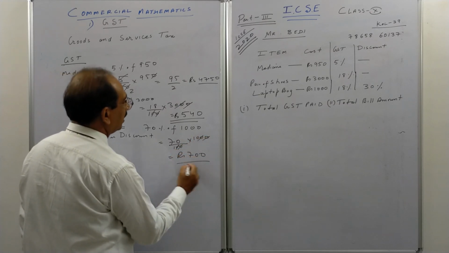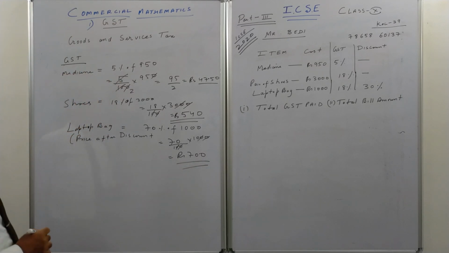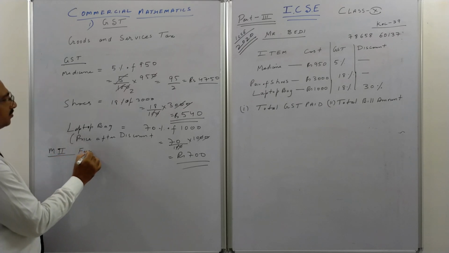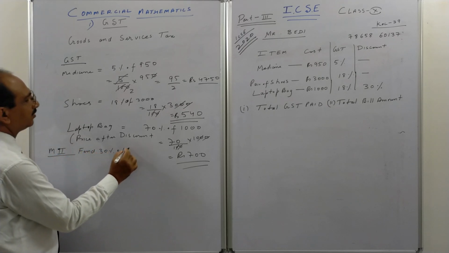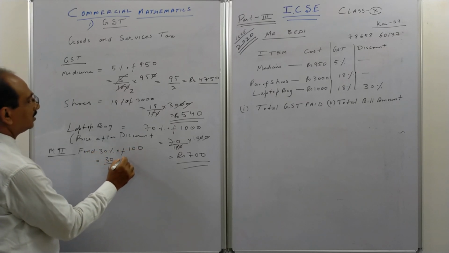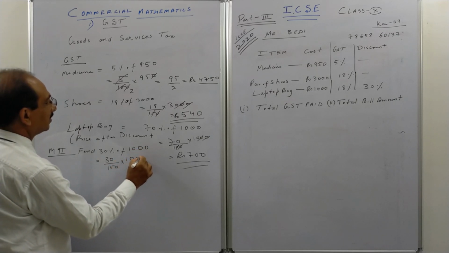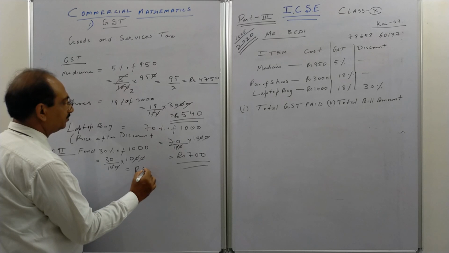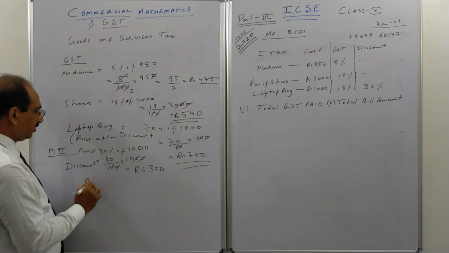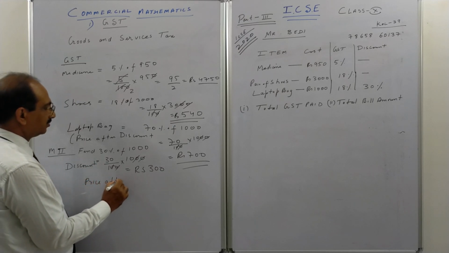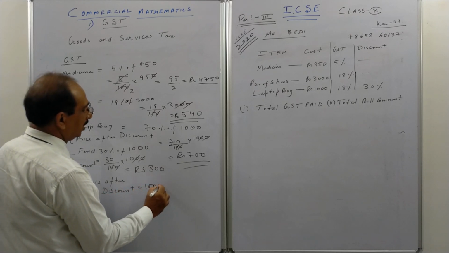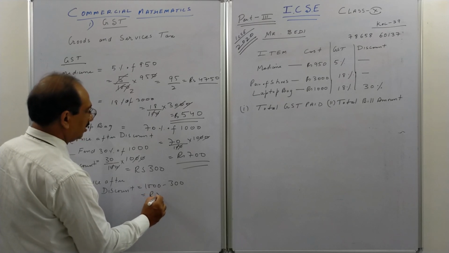Rupees 700 you will get as the price after discount, then GST. Or you can do it another way, children. Method 2: find 30% of 1000. This is the discount. So the discount is, children, rupees 300. So the price after discount, children, is 1000 minus 300, which is 700.